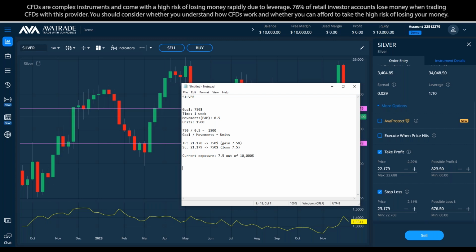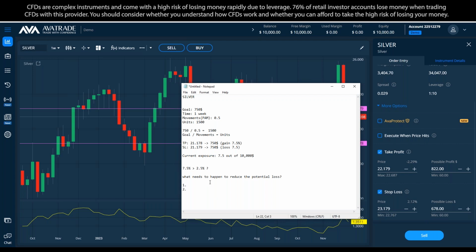So how do we make it from 7.5 to 2.5, right? What needs to happen to reduce the potential loss? I'm going to give you the first way, then you're going to tell me the other way. The first way is to get the stop loss closer.